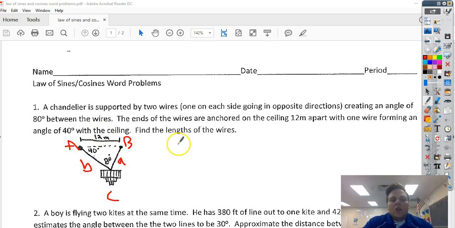Okay, so at this point in time, you're like, okay, Mr. Miller, this is not a right triangle because I can know that this third angle is 60 degrees. I don't necessarily need to know that information. Yes, I do. So I can find this third angle by adding 80 and 40 together, I mean 120. 180 minus 120 is 60 degrees. That's how I know that was 60 degrees.